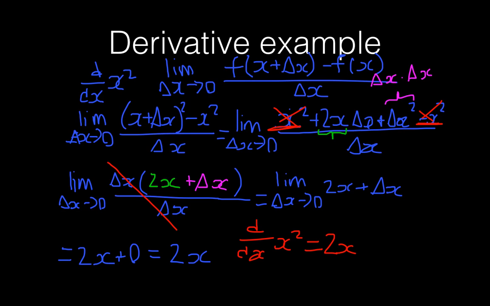So if we look at a graph of y equals x squared, if we look at a point, let's say the point x equals 1, at that point the slope of the tangent line is going to be 2, because x equals 1, and we have 2x, so 2 times 1 is going to give us 2. And there we found a derivative using limits.